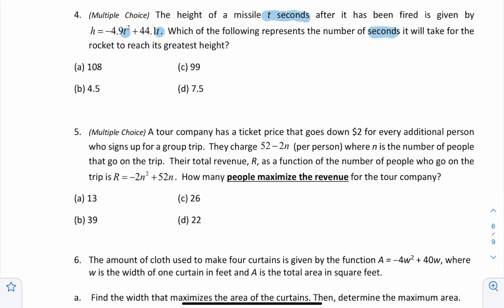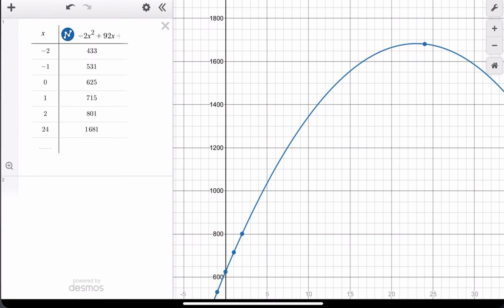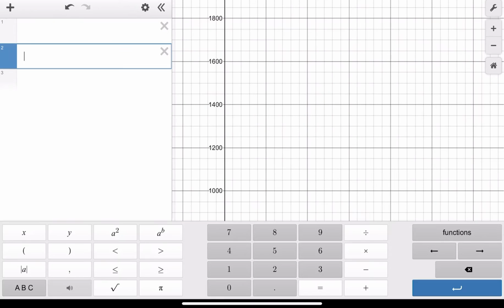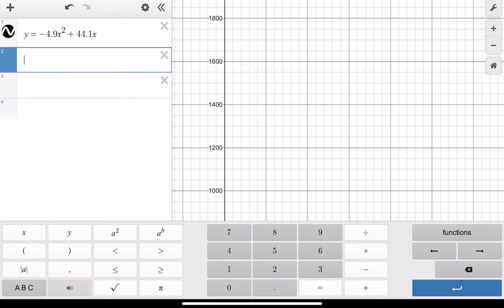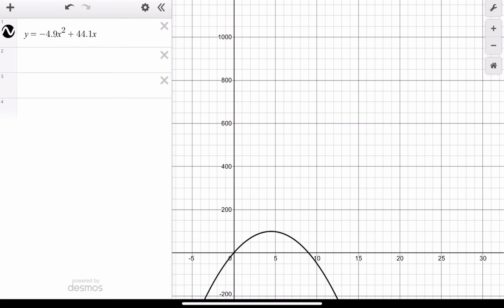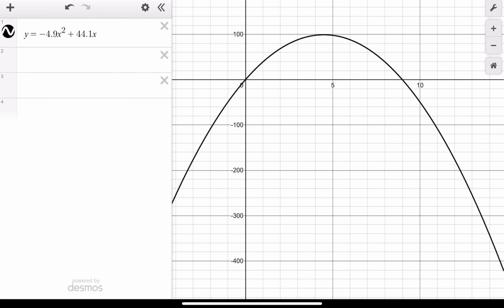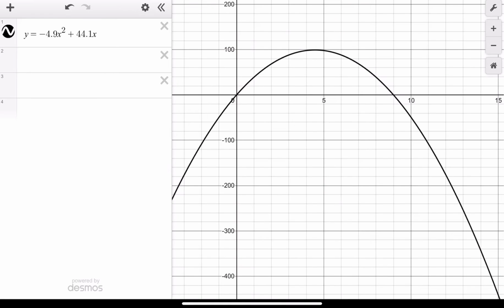Let's graph it in Desmos and see what we get. I've got my output equals negative 4.9 times my input squared plus 44.1 times my input. And I've got to zoom way in from what we were doing in the last problem.